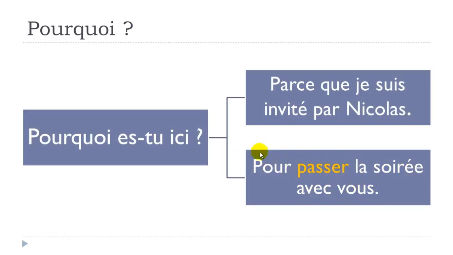And in that case, when you start your answer with pour, you express what you will do after that, okay? Pour passer la soirée avec vous. And with parce que, you want to introduce the reason why. So that's the way we construct answers when you ask a question with pourquoi, okay?